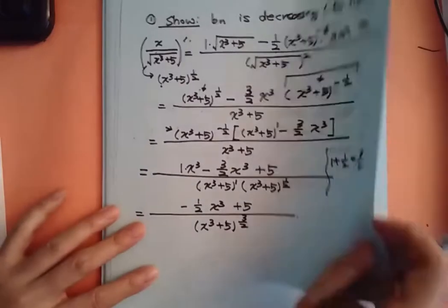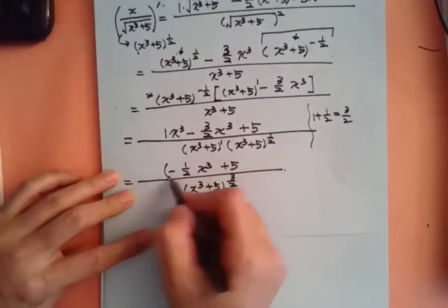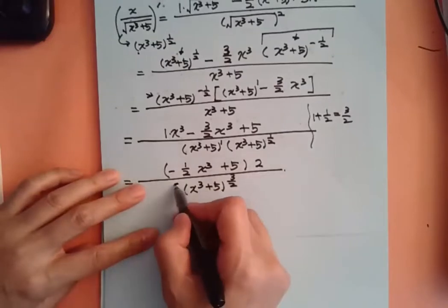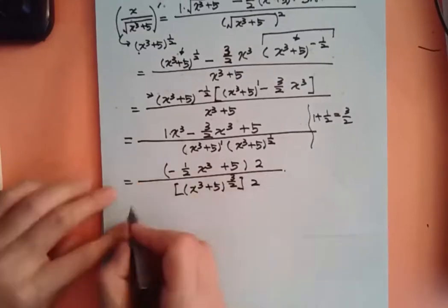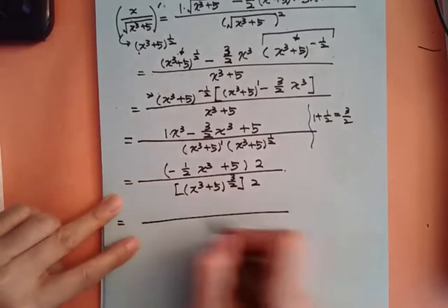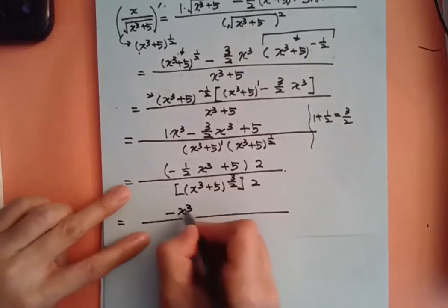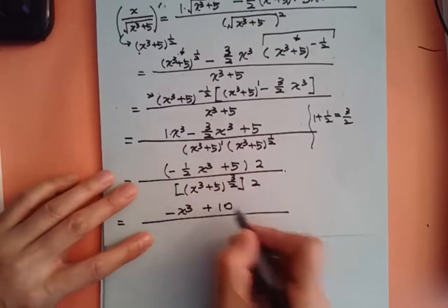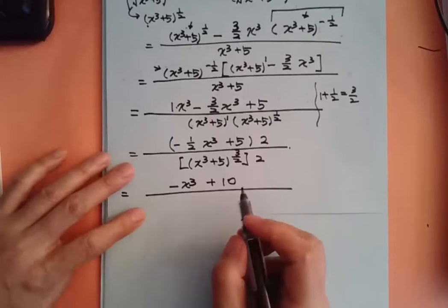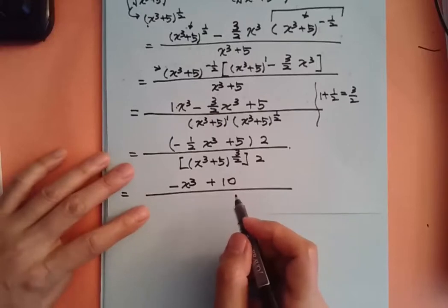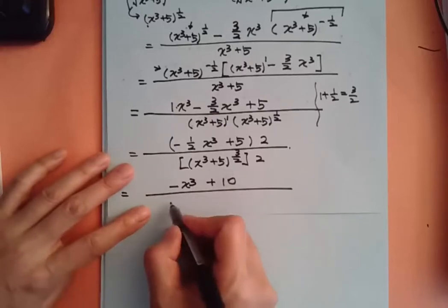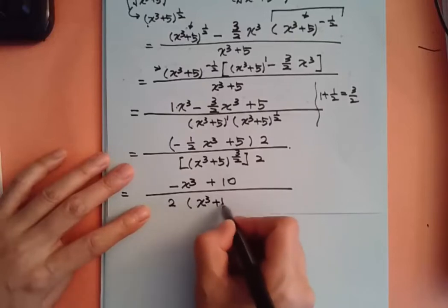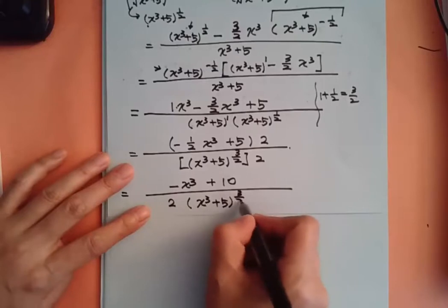We don't like a fraction here, so we multiply by 2 on the denominator and the numerator. And then that becomes minus x cubed plus 10, and the denominator is 2 times x cubed plus 5 to the 3 over 2.